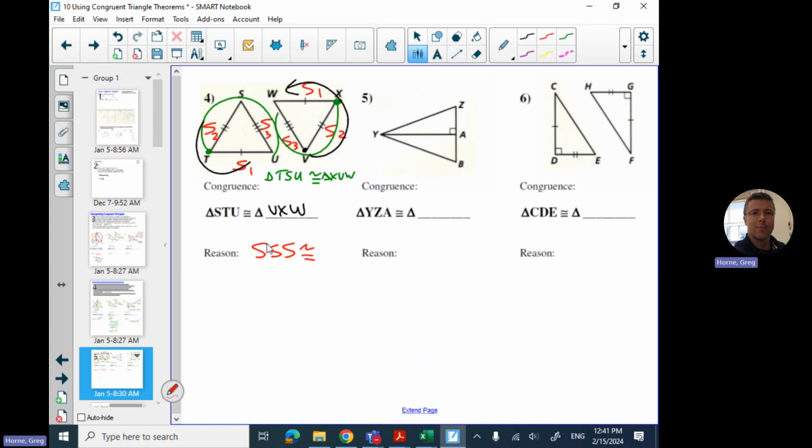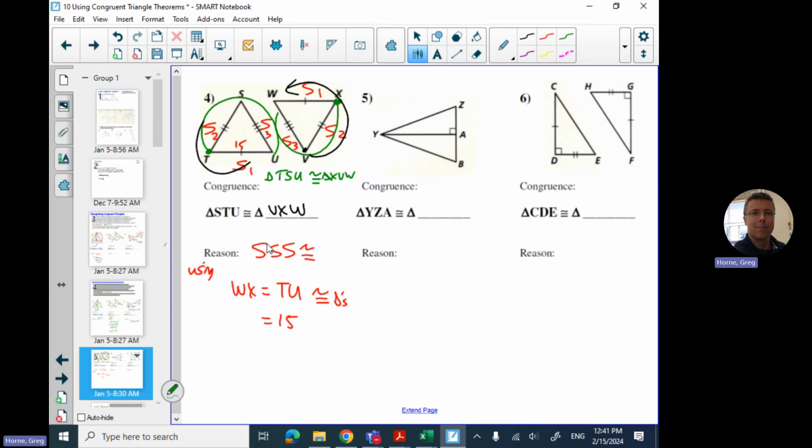There's not a whole lot that could be done for this one. Like if I told you this side was 15 or something, then you'd be able to say, oh, WX equals TU because of congruent triangles. And so WX would equal the TU value of 15. That would just be the using congruent information part of the work.